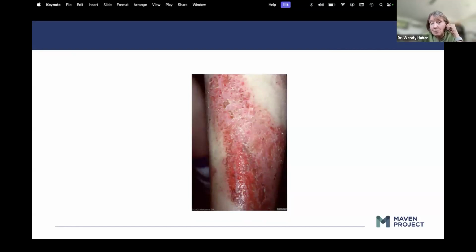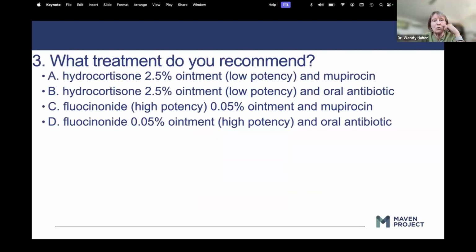Now, this patient is someone who had some cirrhosis, and recently they'd lost their moisturizers and their topical steroids, and they had this area that was getting more and more itchy, more sore, very red, and oozing, and they're concerned and came to see me. So the question is, what treatment do you recommend? We can do a poll again if you like.